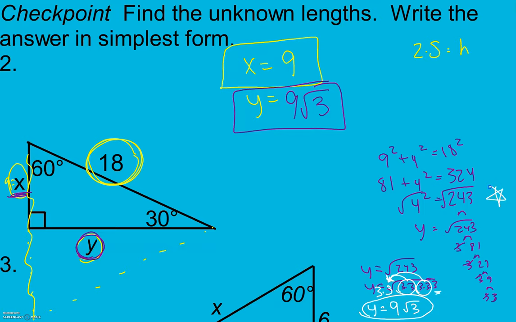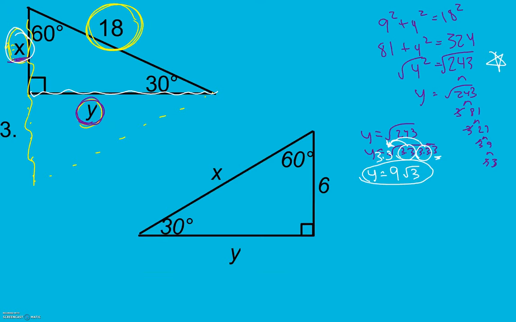So if you want to go the long way because you don't remember or you aren't sure, go for it. But we'll get to the same place if we remember our shortcut. Shorter leg times the square root of 3, and that's to get our longer leg. And our hypotenuse is twice our shorter leg. In example 3 here, same idea. We're looking for x and we're looking for y.